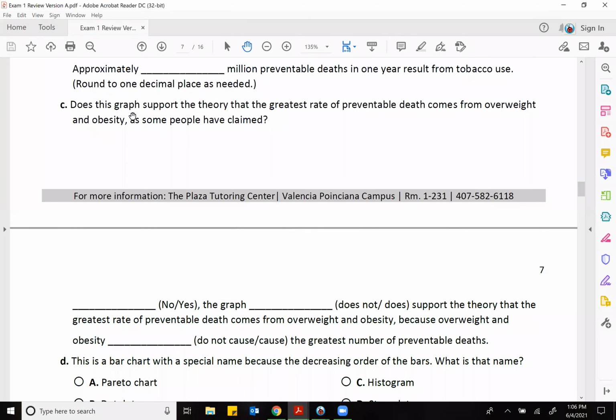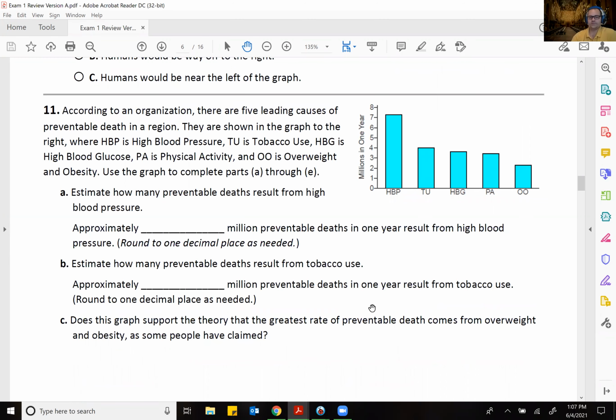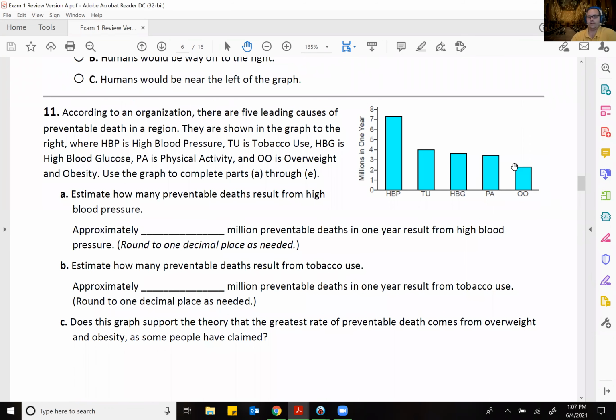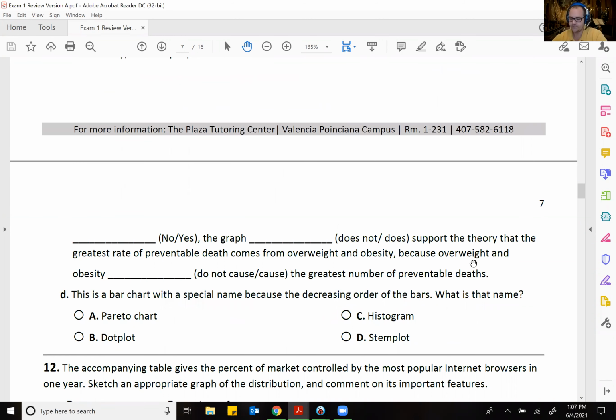All right, so does this graph support the theory that the greatest rate of preventable deaths come from overweight and obesity? No. The answer is no, because right over here, it's the smallest bar. So for part C, we say no. That's our first blank. The graph does or does not support the theory. Does not. That's our second blank.